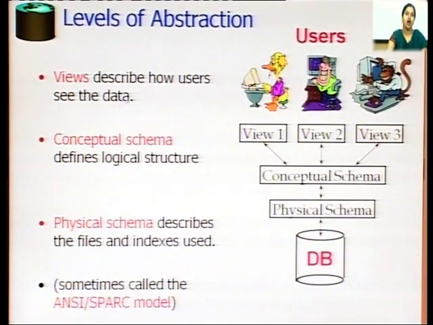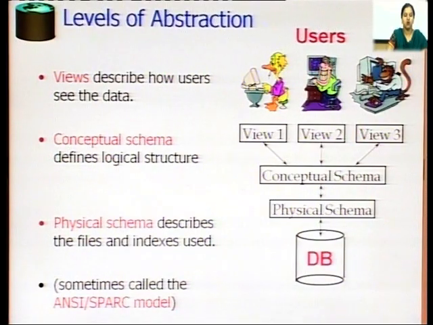So, views describe how users see the data, and the conceptual schema defines the logical structure of the table. Then comes the physical schema. The physical schema describes the files and indexes used. Indexes are like the address of the data, the address where the data is actually stored in the table, used to locate the data.